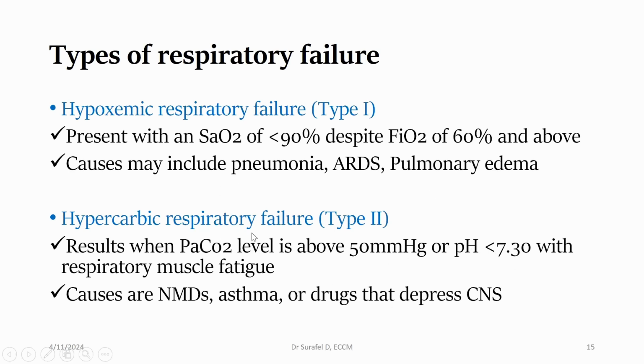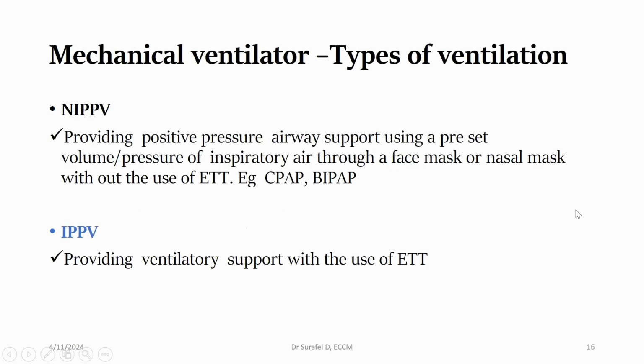So mainly ventilation abnormalities are related to hypercarbic respiratory failure. Neuromuscular disorders, like patients with Guillain-Barré syndrome, for example, come in with hypercarbic respiratory failure. Asthma patients, and drugs like opiates or benzodiazepines that can depress respiratory drive, can lead to respiratory failure.